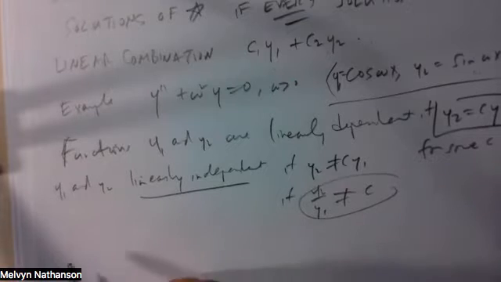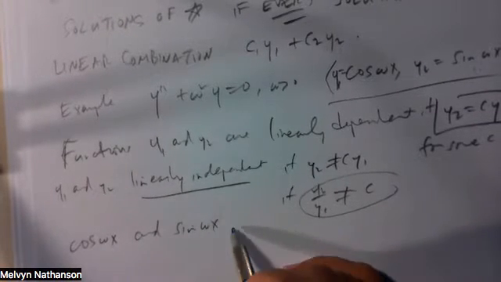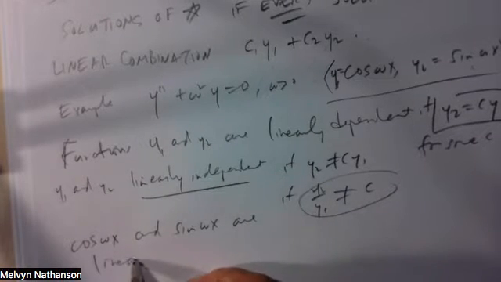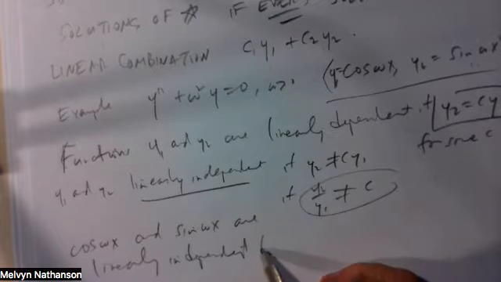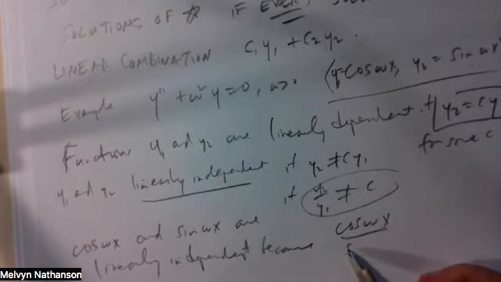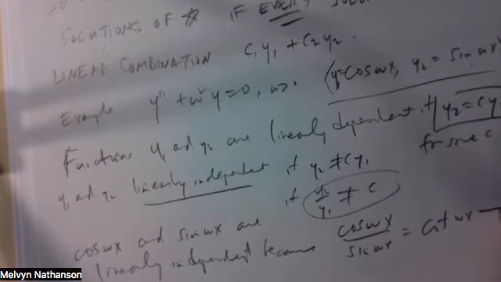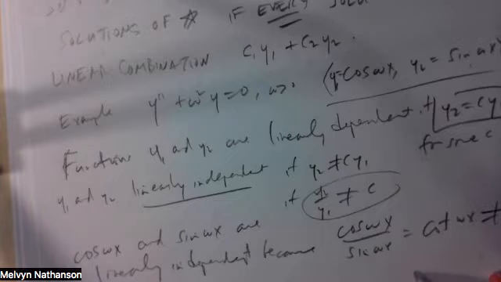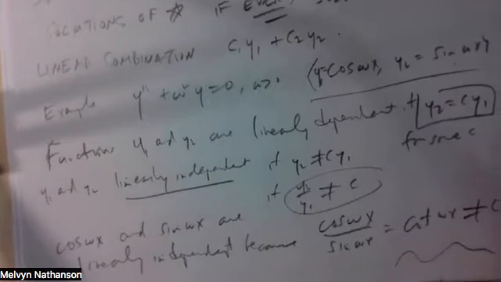So for example, cosine omega x and sine omega x are linearly independent because if I take the ratio cosine omega x over sine omega x, that's the cotangent of omega x, and that's not constant, right? If you graph the cotangent, it oscillates. So cosine omega x and sine omega x are linearly independent.